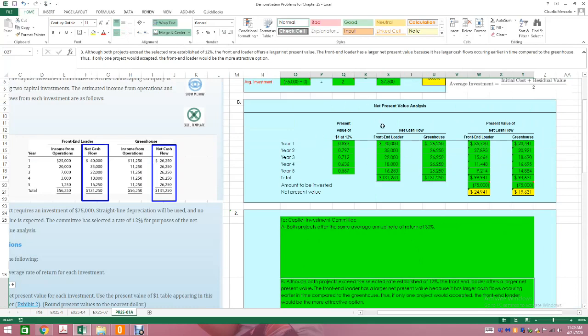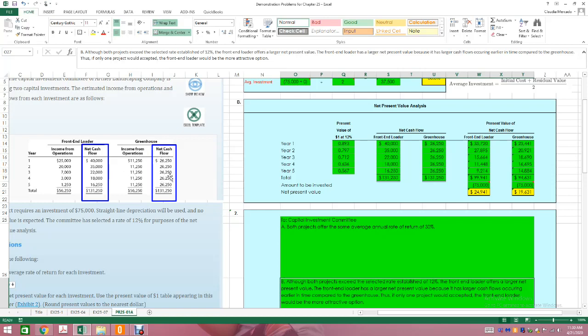So, when we're looking at the net present value analysis, we're comparing the front end loader with the greenhouse. Now, if we look at the cash flows from the loader, we're getting $40,000 in year one versus $26,250. So what happens with those $40,000? I can invest it at the present value factor of 0.893 and get my money. I'm going to get more money for my front end loader than for my greenhouse, so that is producing a higher return than my greenhouse.